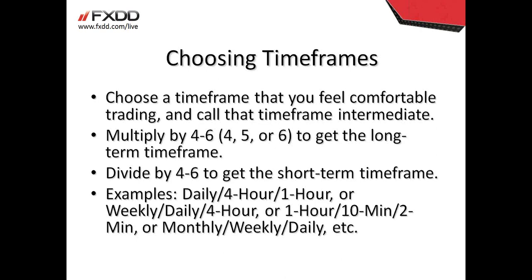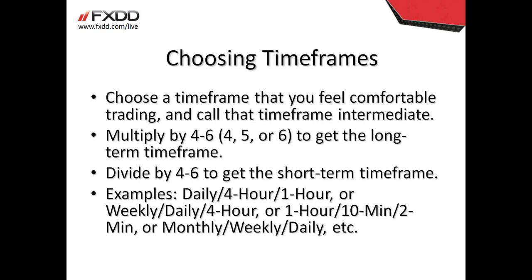Okay, so whatever it is that you feel comfortable with. Let's say I'm a 1 hour trader. That means I like to trade the 1 hour charts usually, which I often do. Now, in order to get my long-term time frame, I'm simply going to multiply my intermediate time frame, which again is the 1 hour, by 4, 5, or 6. Let's multiply it by 4, to make it simple. So I have a 4 hour chart as my long-term chart now, and my intermediate chart is again the 1 hour chart.